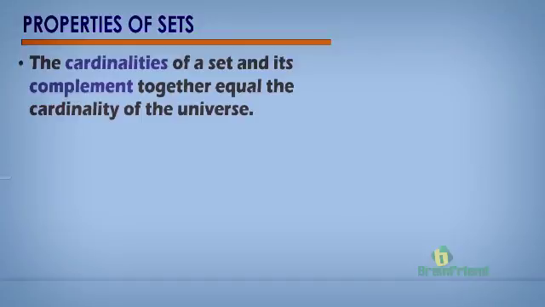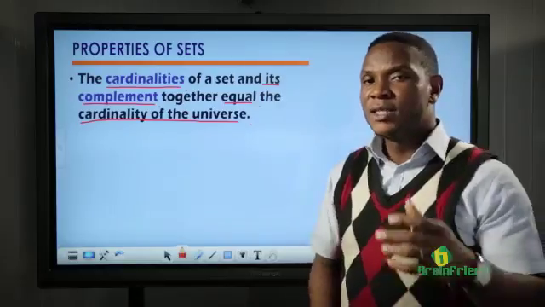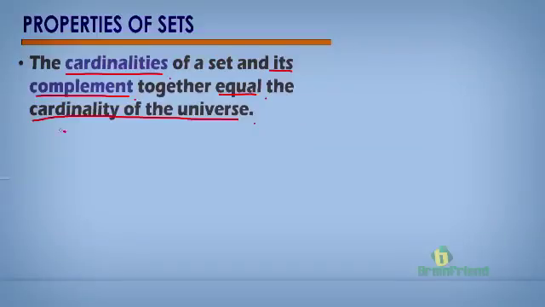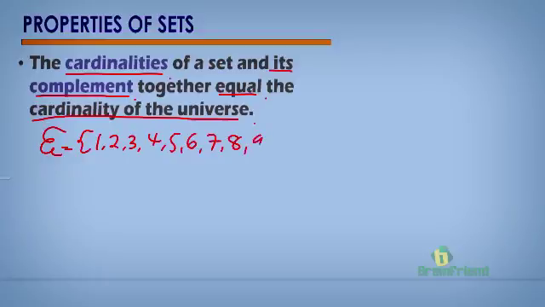Now, we need to take note that the cardinalities of a set and its complement together equal the cardinality of our universe. Let's illustrate with a typical example. If we have a universal set that has elements 1, 2, 3, 4, 5, 6, 7, 8, 9, and 10. And we have a set N that has as its elements 1, 2, 3, and 4.